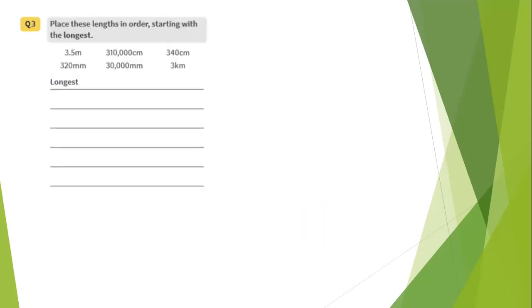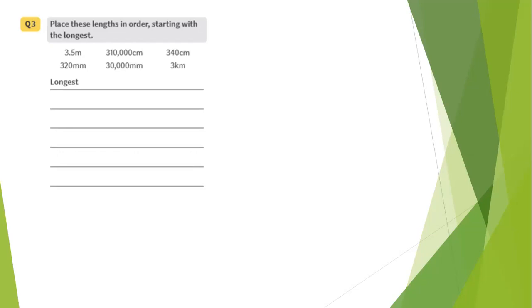Looking at question 3, let's place these lengths in order, starting with the longest. We've got some interesting ones there, because we've got some things that you probably wouldn't always measure in centimetres. I don't think you do 310,000 centimetres. Somebody would say there's a better unit to measure that in. Which order shall I put these in? Sometimes it's worth looking at them to see if I can convert them all to ones that are already used twice. Got centimetres used twice, and I don't want to use those.